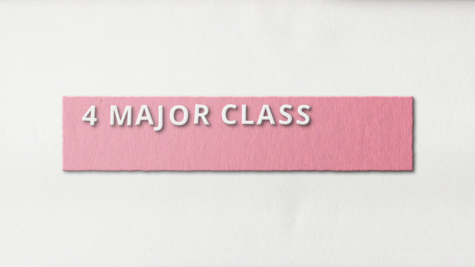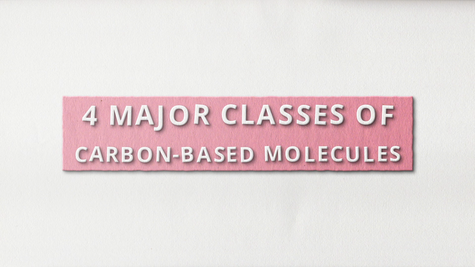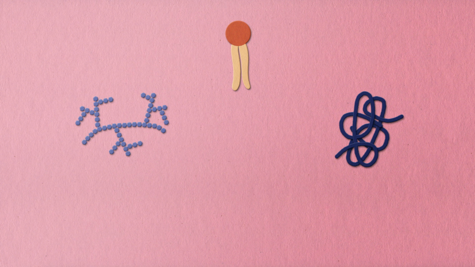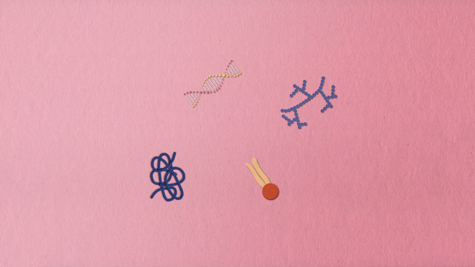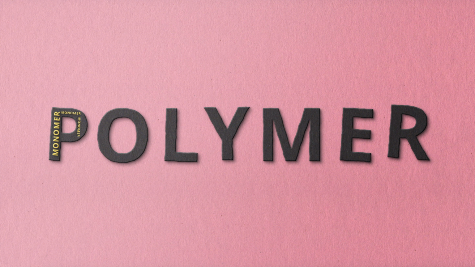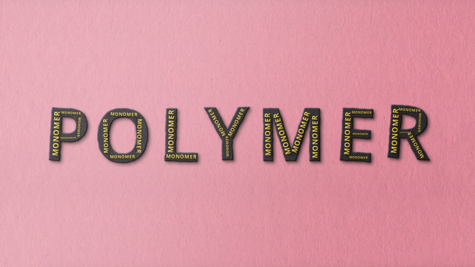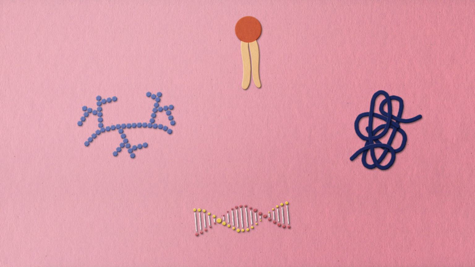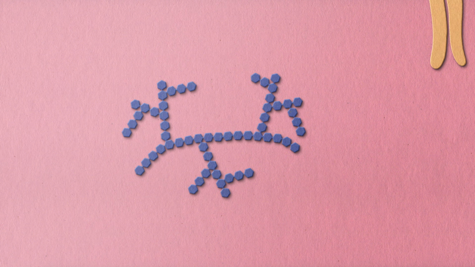There are 4 major classes of carbon-based molecules important to life: carbohydrates, lipids, proteins, and nucleic acids. Each of those types of carbon-based or organic molecules is a polymer. And a polymer is basically a huge molecule made up of many units called monomers. Let's look at these 4 main types of carbon-based molecules, starting with carbohydrates.